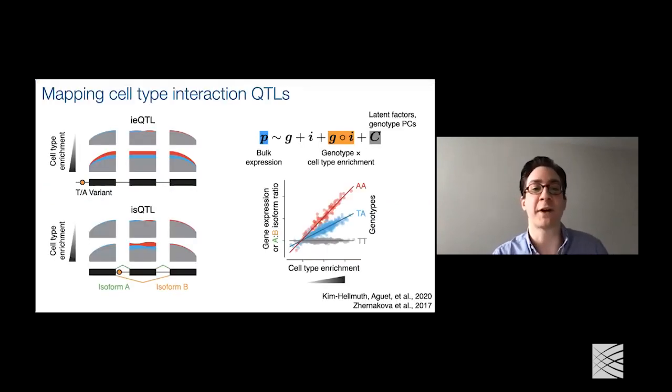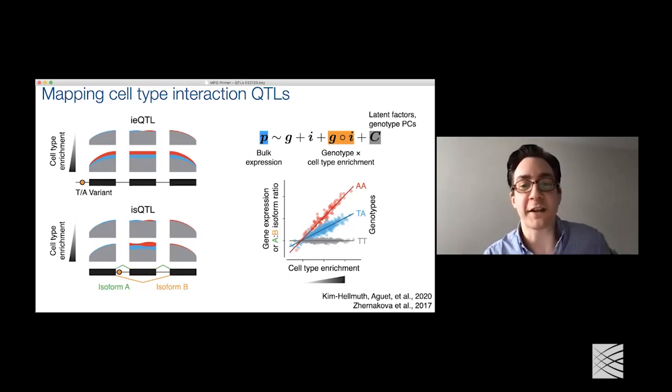One way to identify these effects is using interaction models. So now complementing the original simple model, where we just look for a correlation between genotype and the phenotype, we're adding an interaction term, a genotype by context interaction cross term, again with a set of latent factors and covariates.